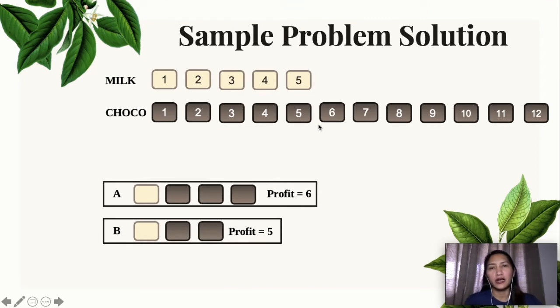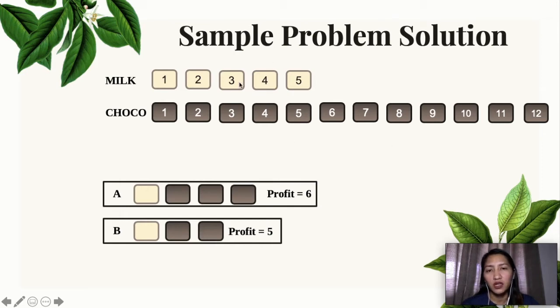So, sabi doon kanina, ang raw materials na meron daw sa kitchen ay 5 units ng milk at 12 units ng choco. Ang Unit A na chocolate na napoproduce nila, ang kailangang ingredient ay 1 unit ng milk at 3 unit ng choco. Kada napoproduce na chocolate A, may profit na 6 na piso. Samantalang, yung unit ng B na chocolate, ang kailangan niyang raw material ay 1 unit ng milk at 2 units ng choco, na kung saan ang profit na napoproduce ay 5 piso.